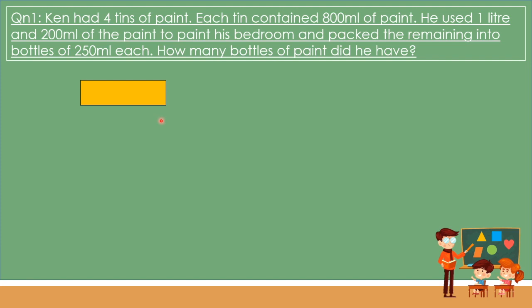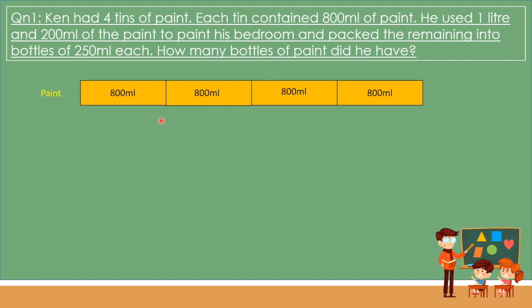So let's draw a rectangle to show the amount of paint he had. Ken had 4 tins of paint. So 1, 2, 3, 4. That is 4 tins of paint. And each tin had 800 milliliters of paint. So the total amount of paint he had would be 800 milliliters multiplied by 4, and that would give you 3,200 milliliters of paint.